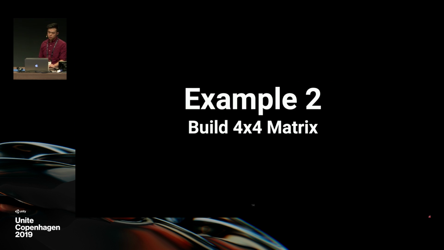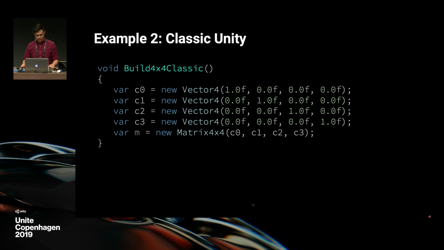Example number 2. Building a 4x4 matrix. Every game's got matrices, so it would be good for you to know how to build one. In today's Unity, it's very straightforward. You just create 4 Vector4s. Each one represents a column in your matrix, and then you just feed those vectors into your Matrix4x4 constructor. Very simple.